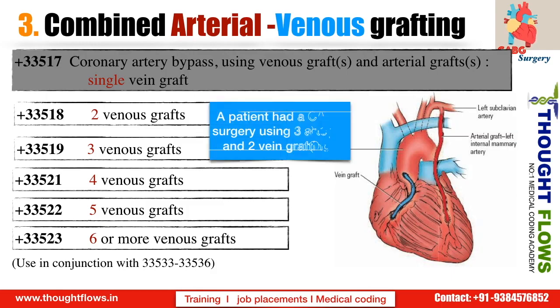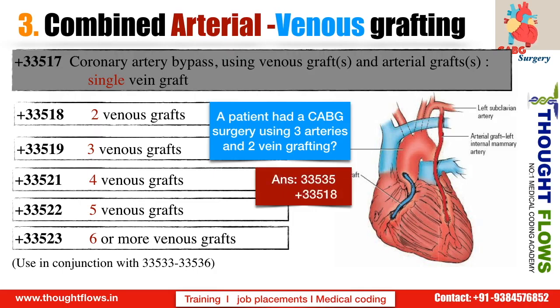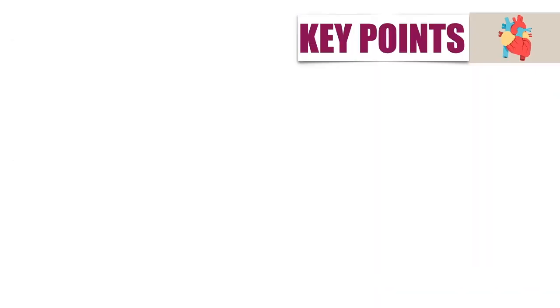Let's see the example. Patient had CABG using 3 arteries and 2 venous grafts. So we have to take the code 33535 for the arterial grafts, which is a primary code, and an add-on code of 33518 for the 2 venous grafts used by the surgeon. I hope you got a clear idea on CABG surgery and its coding guidelines.